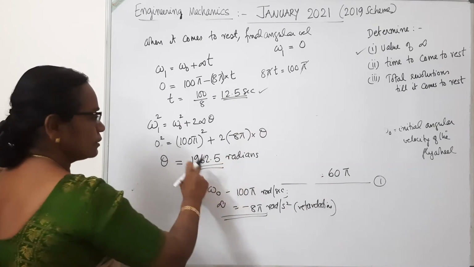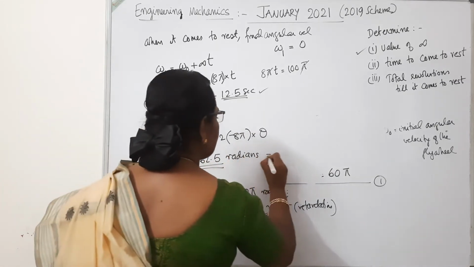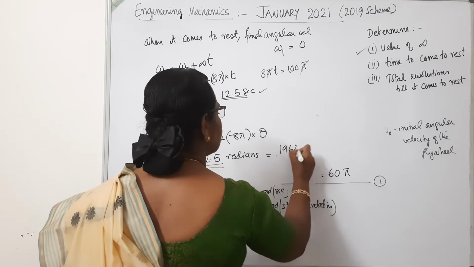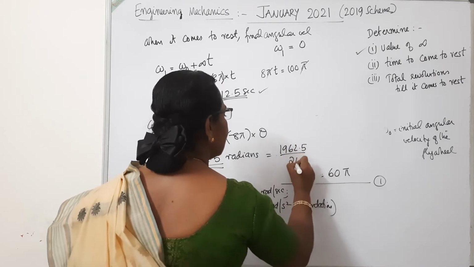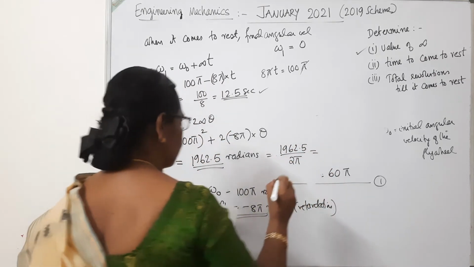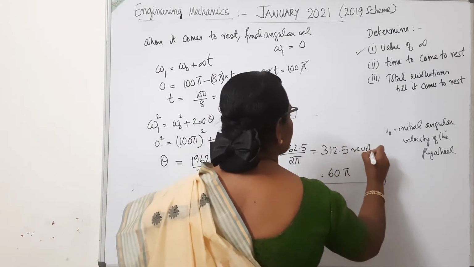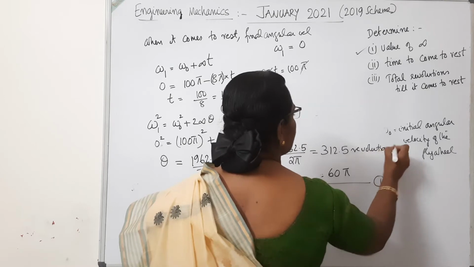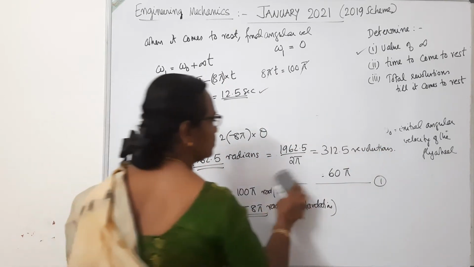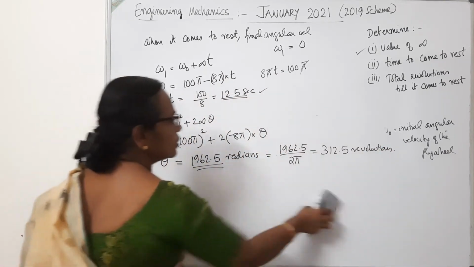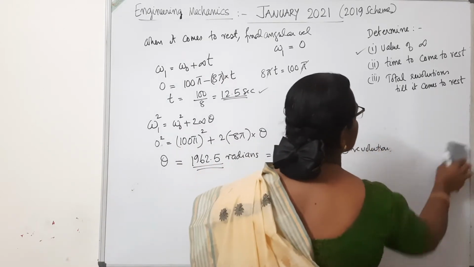But the question is how many revolutions. So this is total displacement in radians divided by 2 pi. 1962.5 divided by 2 pi will give you the number of revolutions: 312.5 revolutions. So that is the answer to the third question.